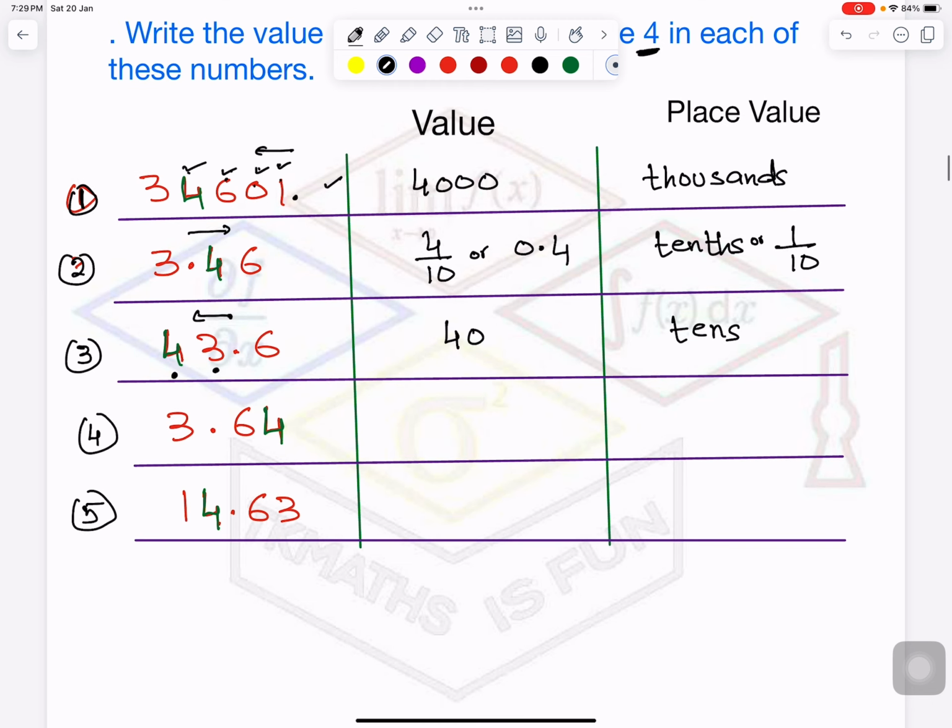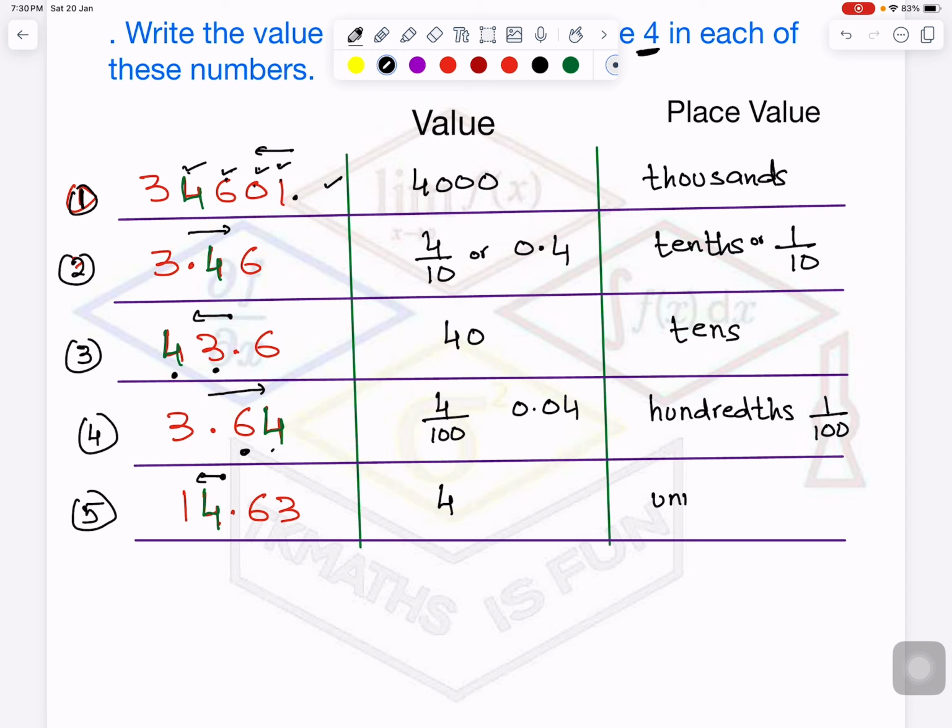Now in the fourth one, it is on the right hand side of the decimal. So the first one is tenths, this is hundredths. So the value is 4 hundredths, which is 0.04. And the place value is hundredths. Don't forget to write the 'ths'. So 1 over 100. And the last one, it is on the left side and the first digit. So it is units, which is 4. So it is called units.